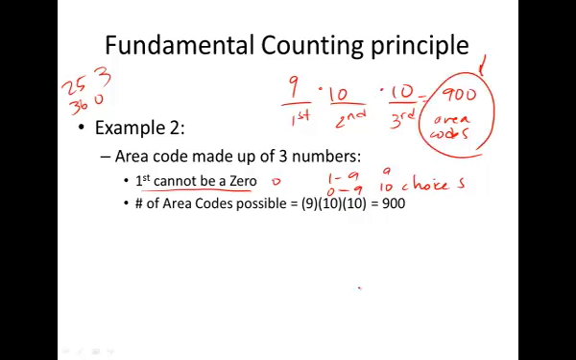Now, if 900 area codes get used up in a particular country, that's when they would need to add a digit to the area code. So if the population in the United States continues to grow, at some point we may have 4 digits for the area code. But as it stands now, we just have 3.